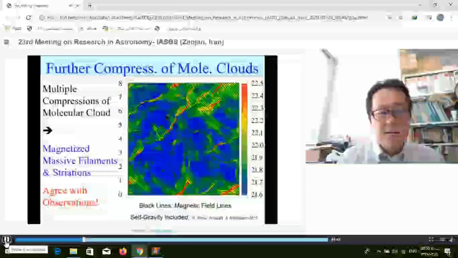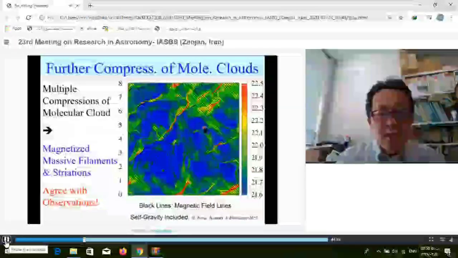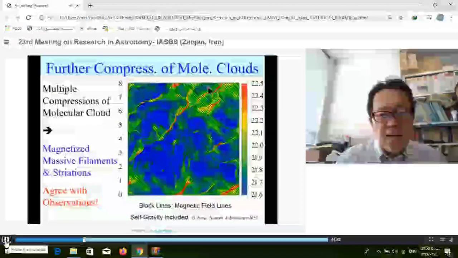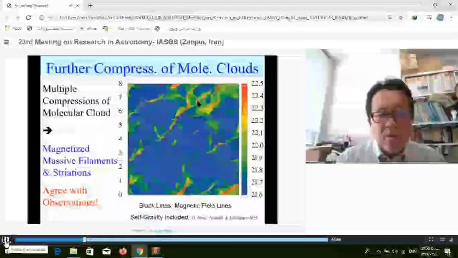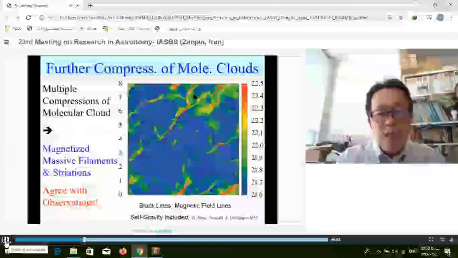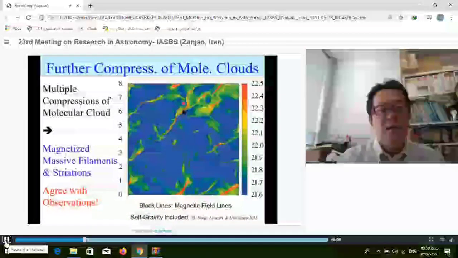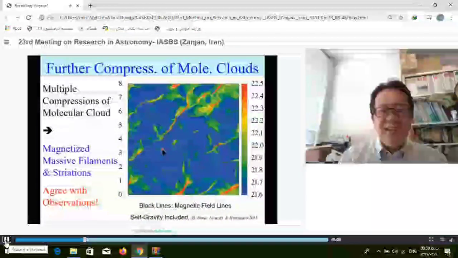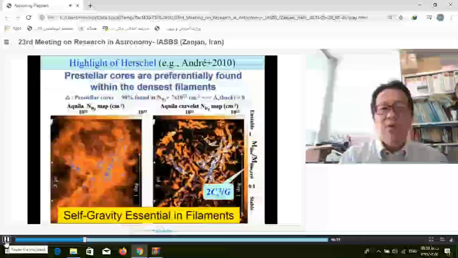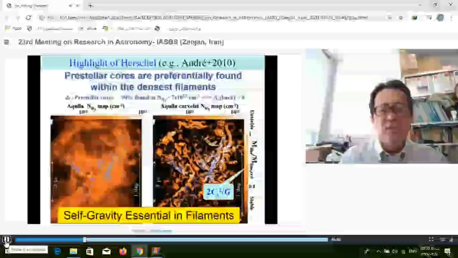I don't think you can see the striation, but if you look here, you can see a faint filamentary structure, which is actually parallel to the magnetic field. The faint filaments are parallel to the magnetic field. The massive filaments are perpendicular to the magnetic field. This mimics the observation. This is a famous result by people working with the Herschel telescope.